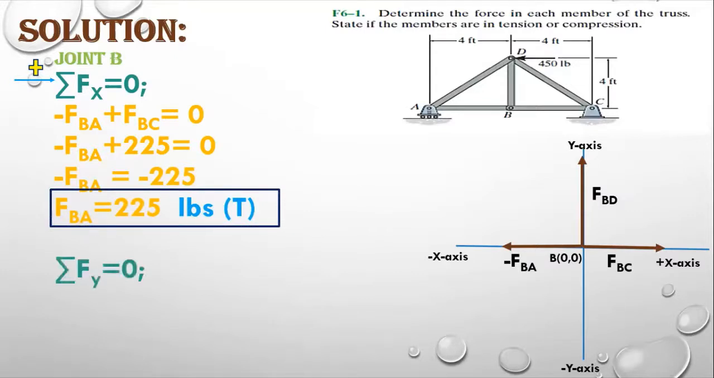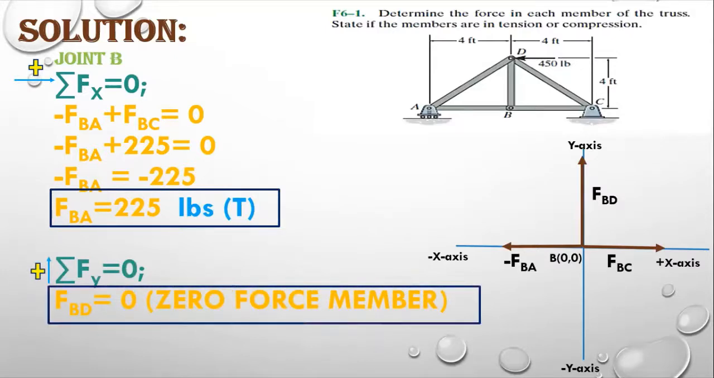Now we are going to sum up vertical forces here, and you can see there is only one member force and it is coming out to be 0. So up till now we have calculated 4 member forces, only one member force is left. So it's up to you.